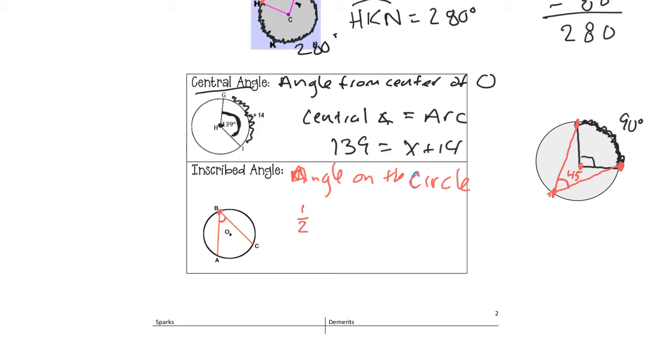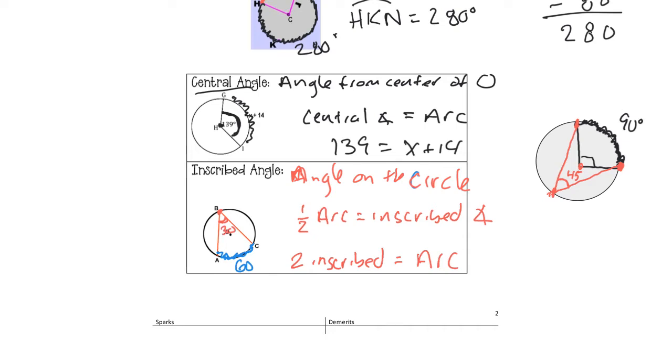So half the arc is equal to the inscribed angle, or 2 times the inscribed angle equals the arc. So let's just do a quick example. If this arc AC was 60 degrees, then my inscribed angle would be 30.